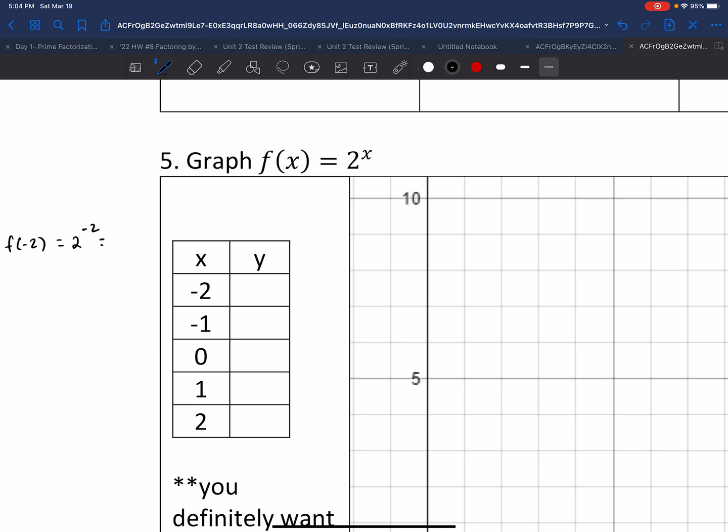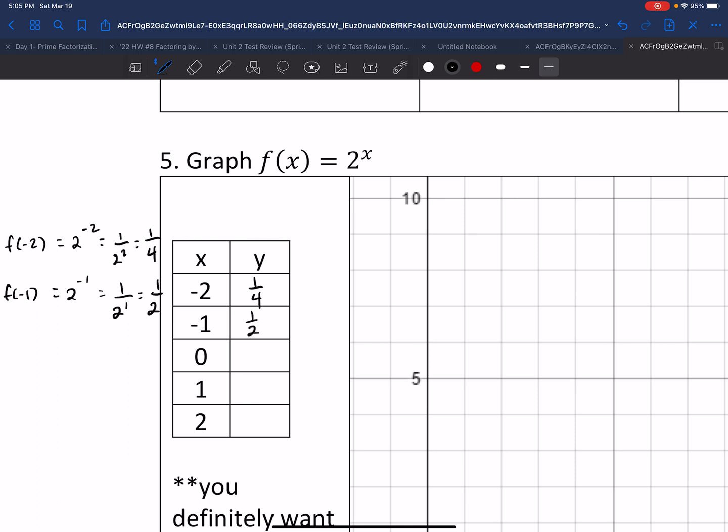So this can be rewritten as 1 over 2 to the second power, and 2 to the second power is what? 4. So 1 over 4, and I will put 1/4. Remember, y is the same thing as f of x, right? And our y value, or f of x, is 1/4. Okay, let's do -1. So f of -1 is equal to 2 raised to the negative first power, and that's going to be rewritten as 1 over 2 to the first power, and we know that 2 to the first power is just 2, so this is going to be 1 over 2.